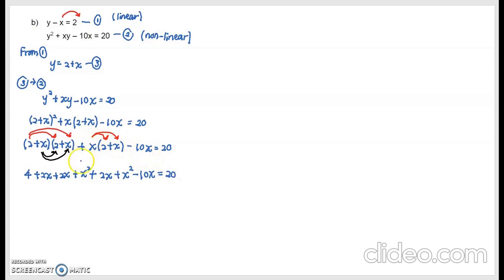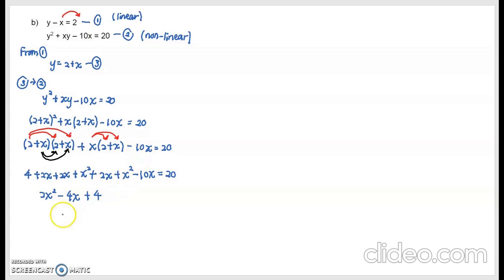Then we try to simplify. X squared plus x squared, so we have 2x squared. 2x plus 2x, 4x. Plus 2x, we have 6x. Minus 10x, negative 4x. Here we have plus 4.